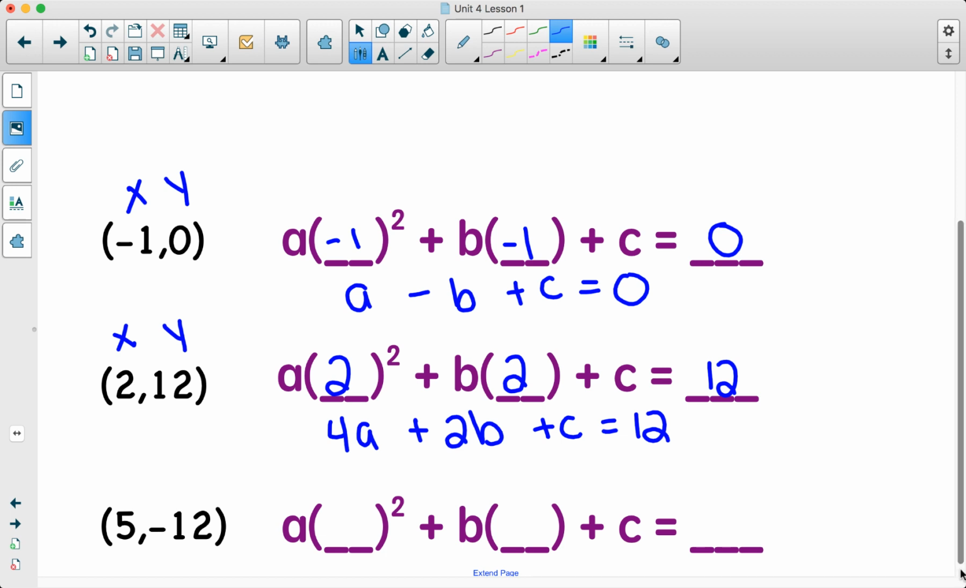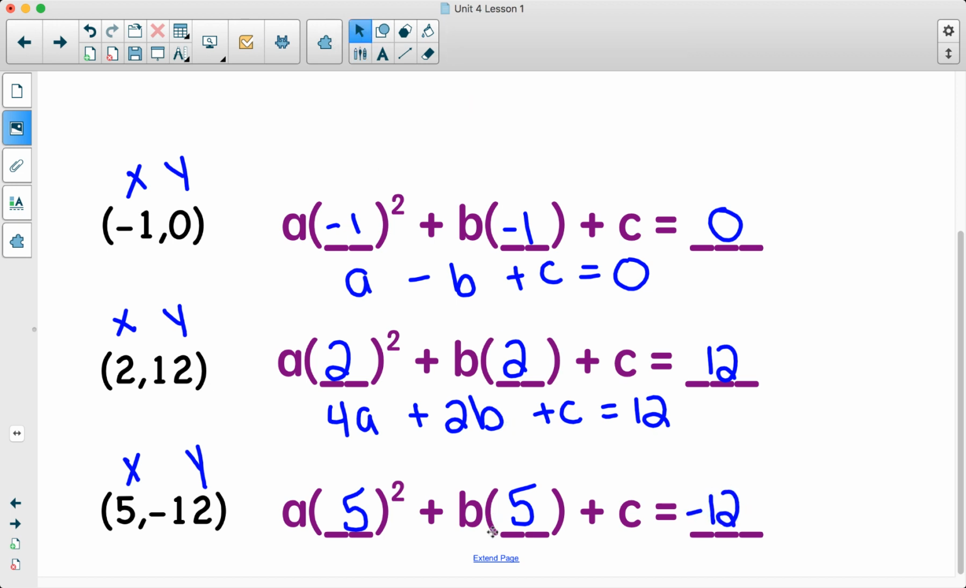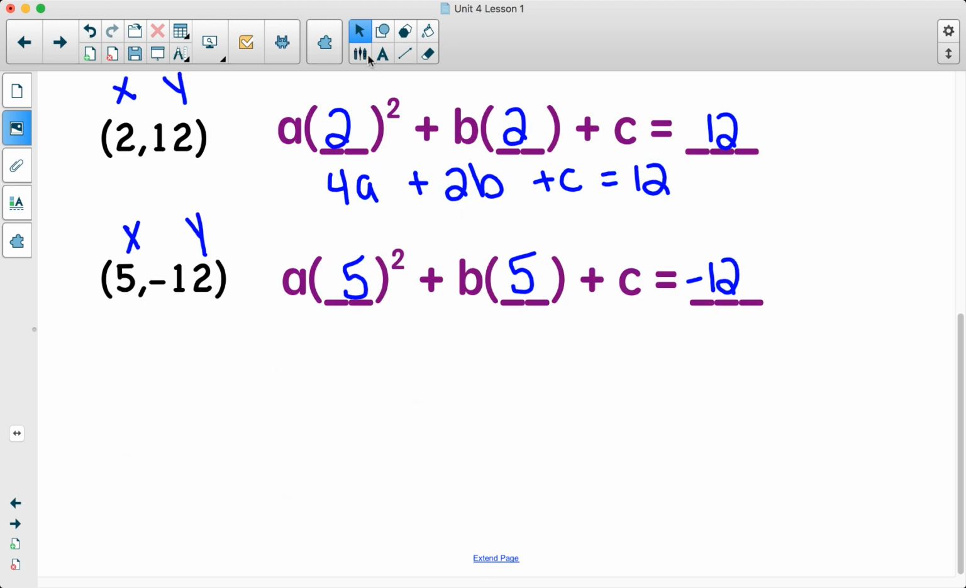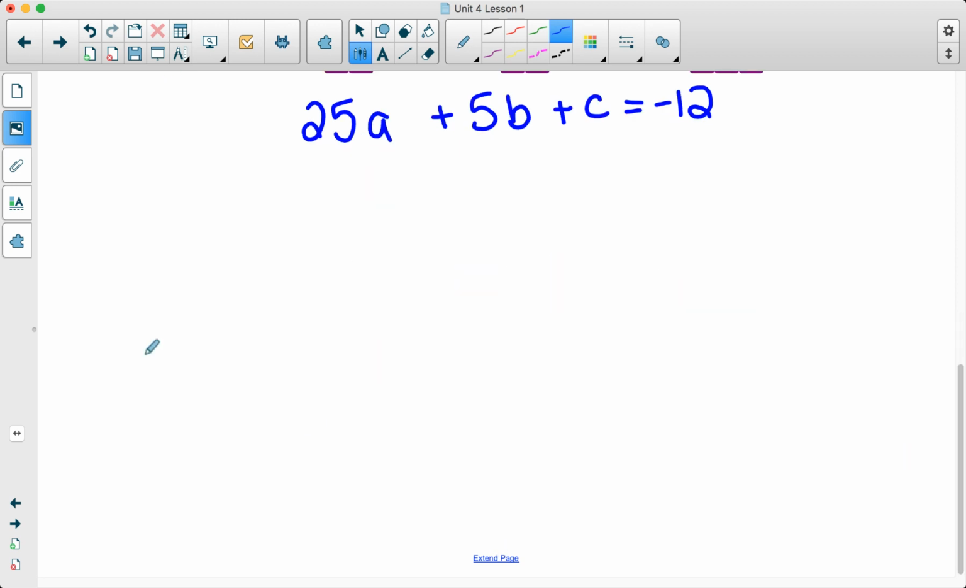And the last one, 5 is my x value, and -12 is y. So I'm going to plug in 5 in the parentheses for the x's, and it's equal to y, which is -12. Let's extend the page. All right, 5 squared is equal to 25, so this is 25a plus 5b plus c is equal to -12. All right, so we have our 3 equations, and I'm just going to come down here and rewrite them.